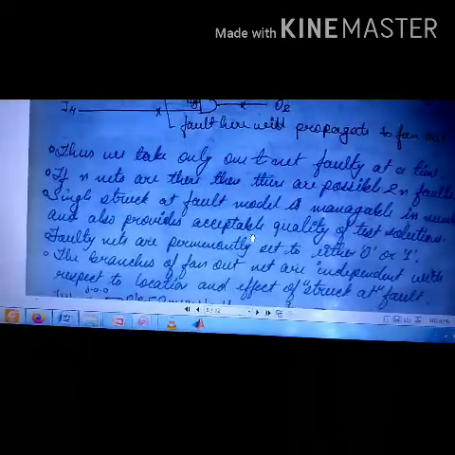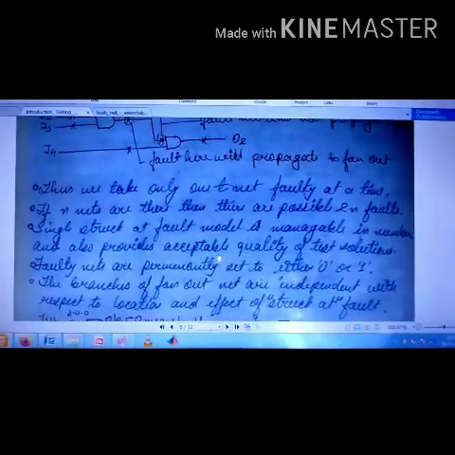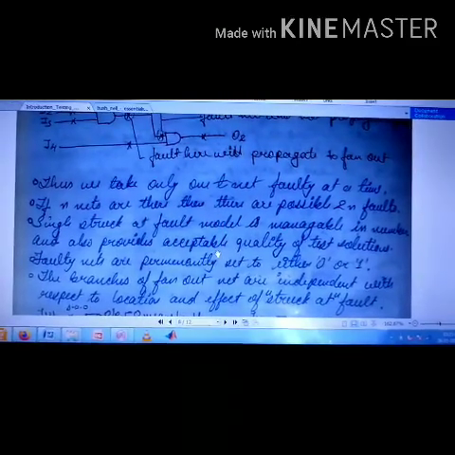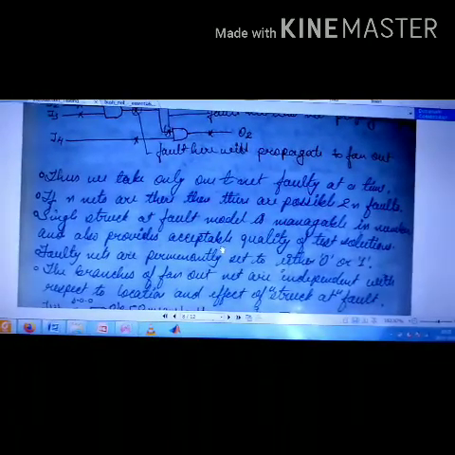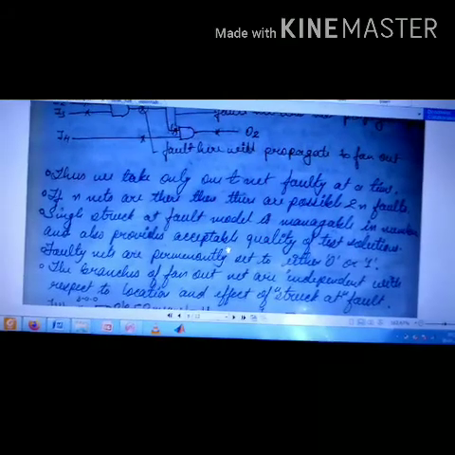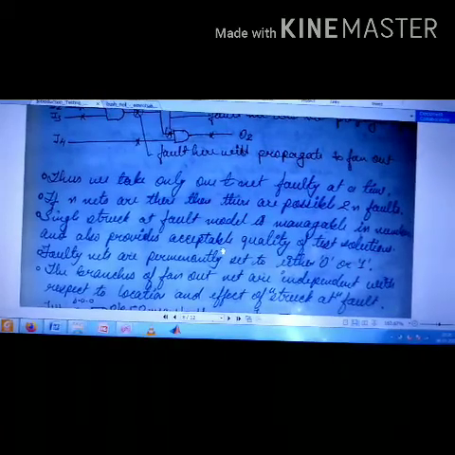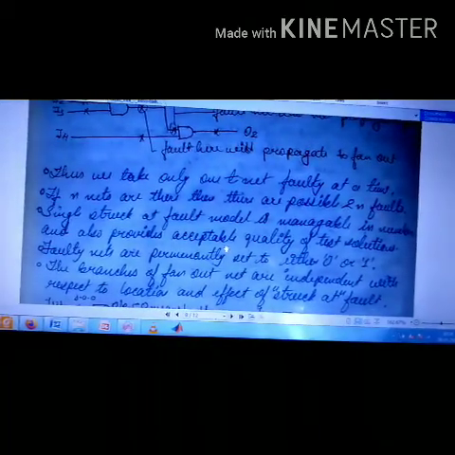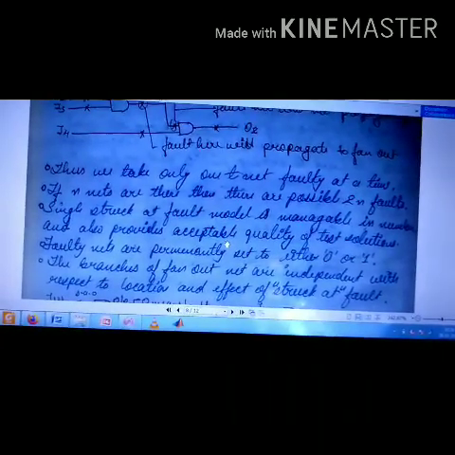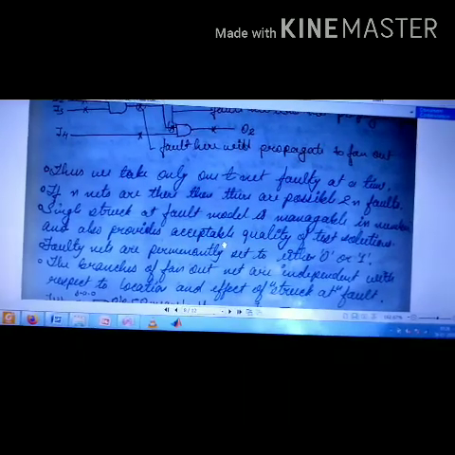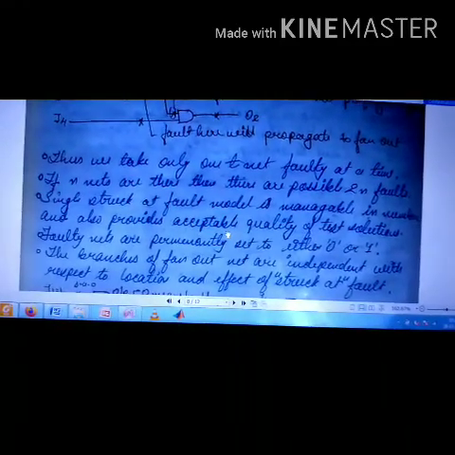Okay. Now, thus we take only one net fault at a time. If n nets are there, then there are possibly 2 to the power n faults, either stuck at 0 or stuck at 1. Single stuck fault model is manageable in number and also provides acceptable quality of test solution. So utilizing the single stuck fault model is very easy as compared to checking multiple stuck fault levels. Therefore these are easily manageable in number and they also provide a very good test quality.